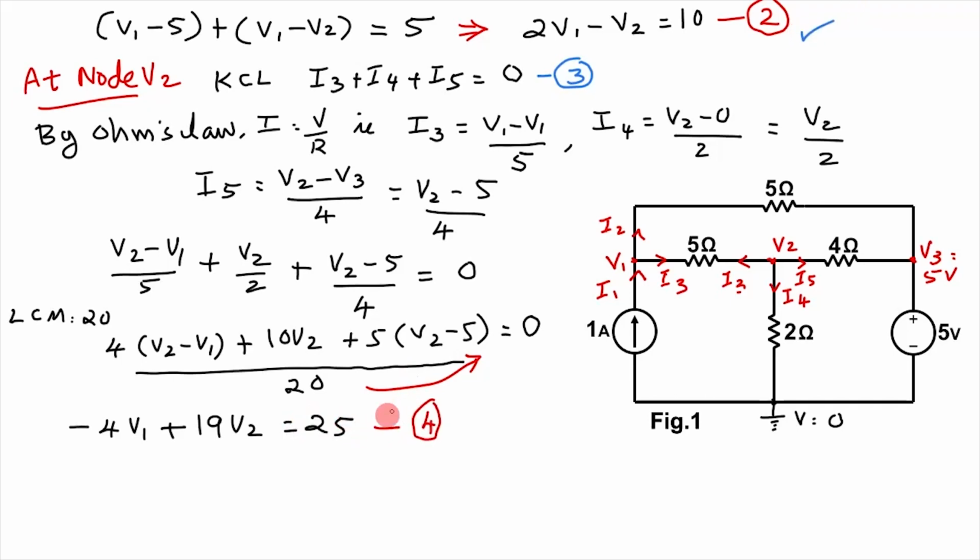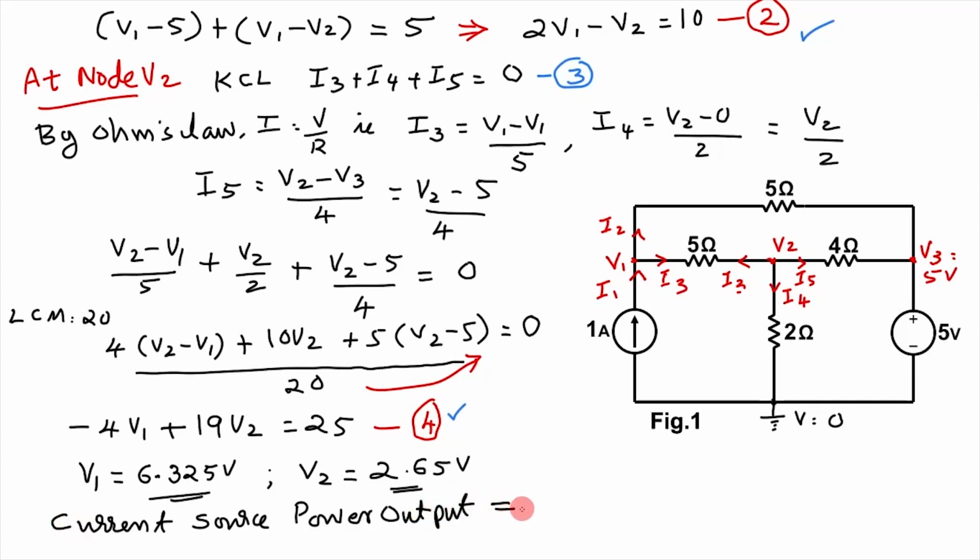Solving equations 2 and 4, we will get V1 is equal to 6.325 volt and V2 is equal to 2.65 volt. Next we have to find the power output of this current source. We know that P is equal to V into I. Therefore, P is equal to this current and voltage V1, 1 ampere into V1, which is 6.325 volt.